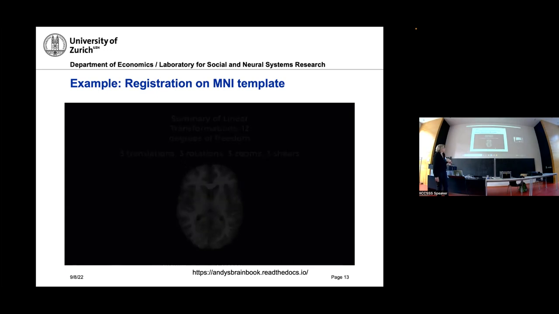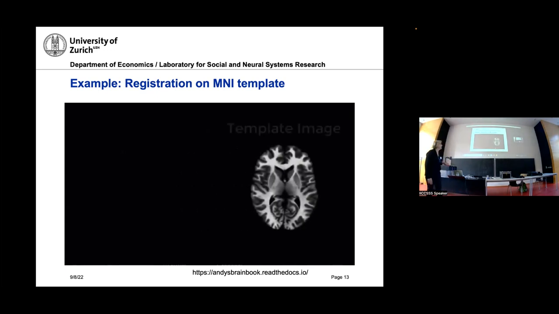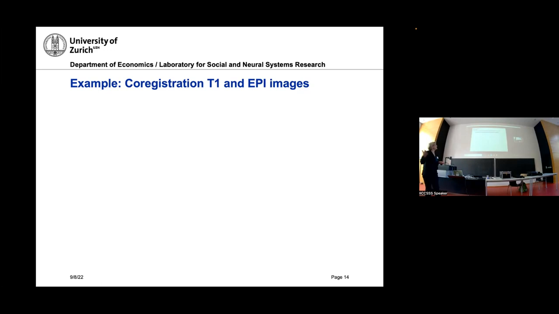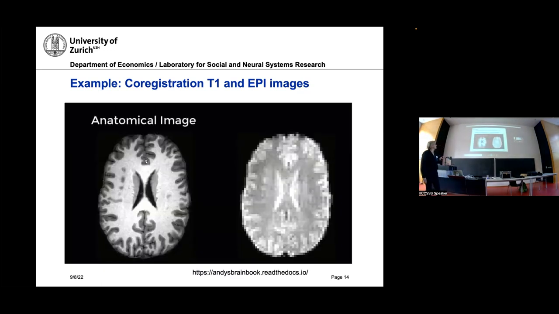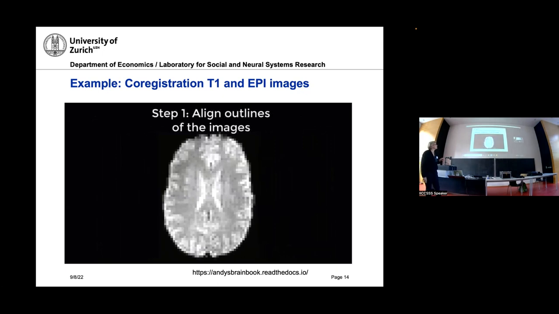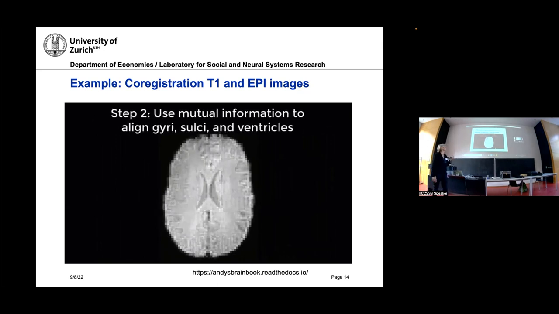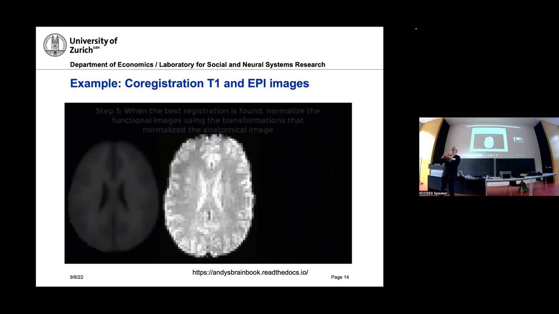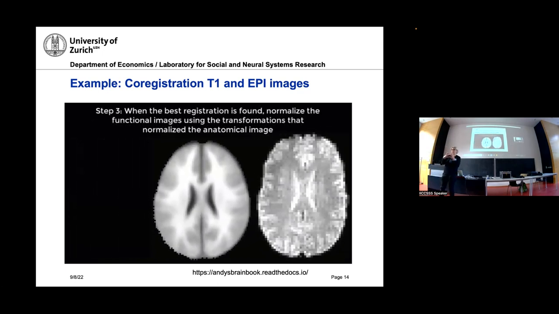Okay, so you've seen this now several times while I was talking. I hope you remember. And then the second, a bit more, I talked about before already, but here a bit more obvious. That's the anatomical image, high resolution. This is functional, rather low resolution. And now we have to align these two images. And you already see that it's getting way more complicated. So you need something like mutual information to even find where they are corresponding.